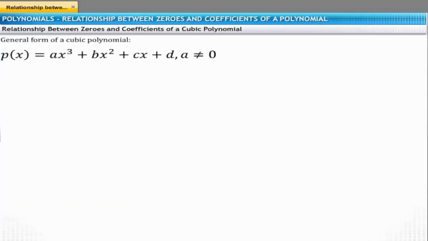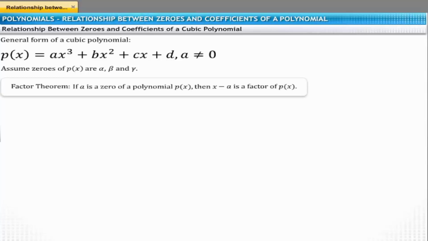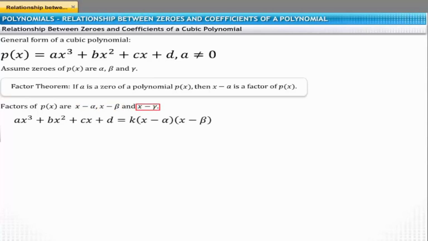Next, let's consider the general form of the cubic polynomial. Let's assume the zeros of a cubic polynomial p of x are alpha, beta, and gamma. Based on the factor theorem, if alpha, beta, and gamma are zeros of p of x, then the factors of p of x are x minus alpha, x minus beta, and x minus gamma. As we have seen in the quadratic polynomial, the cubic polynomial is equal to the product of its factors. Let's simplify and rearrange the right-hand side of the equation.